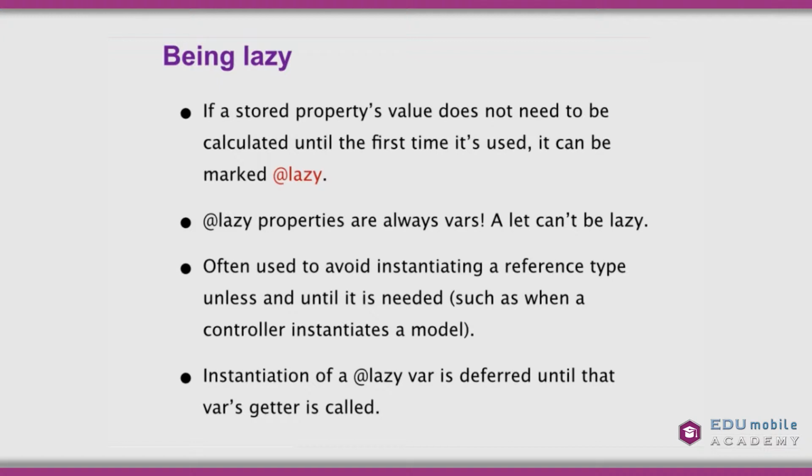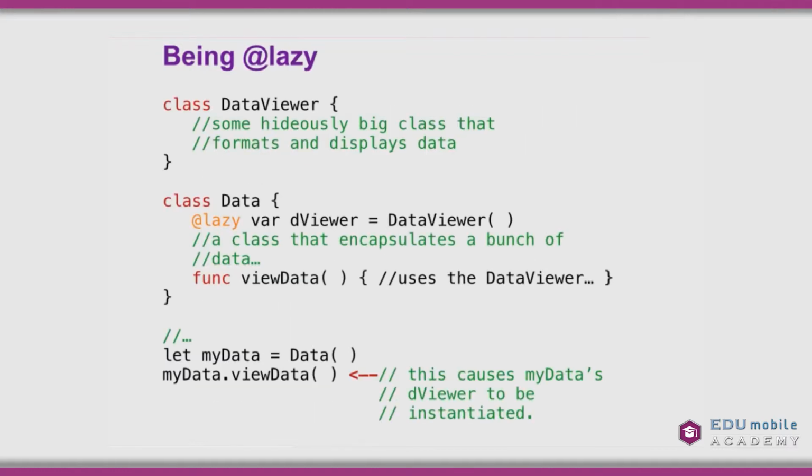Lazies are often used, in fact, most often used, to avoid instantiating a reference type unless and until it's needed. And this would be like when a controller instantiates a model. We use lazy instantiation to do that. We don't need it until we need it, so don't do it until just in time. So instantiation of a lazy var is deferred until that var's getter is called, until the var is called upon. And then it gets instantiated. So let's look at that.